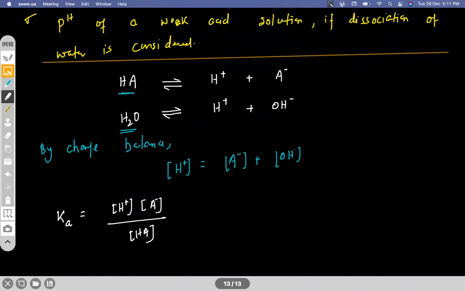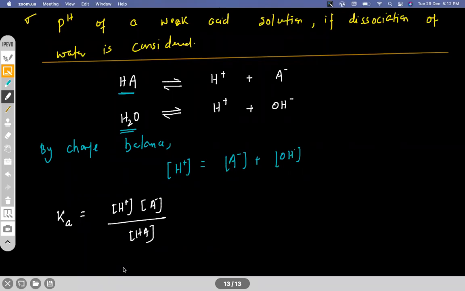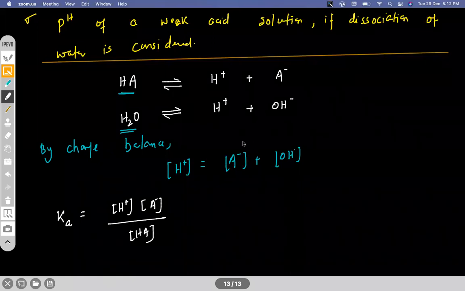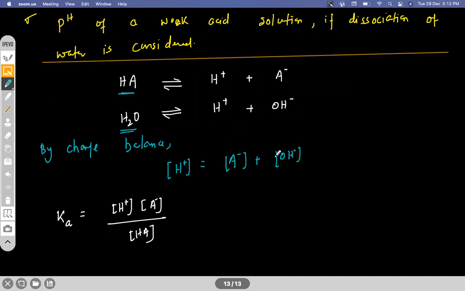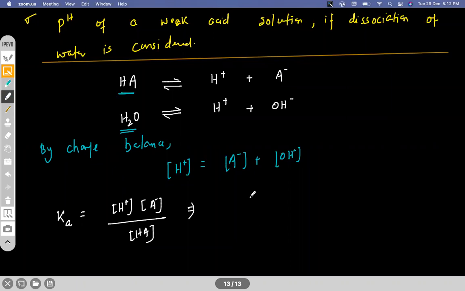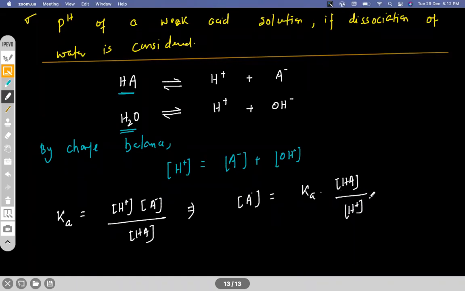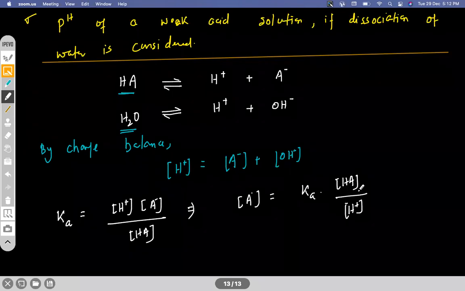Correct. A minus we are trying to substitute in terms of H plus. Similarly, OH minus also will be substituted in terms of H plus, and we'll find out H plus then. This acid concentration will be given, Ka value will be given in the question. So from this, the concentration of A minus would be Ka into HA divided by H plus concentration. This is one. Copy this down, I'll go to the next slide.